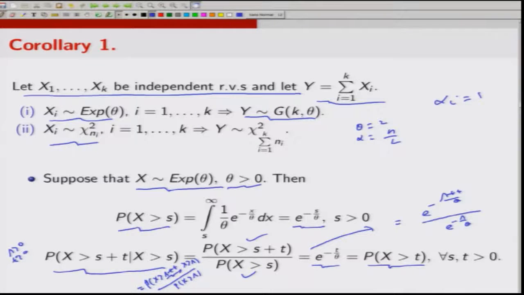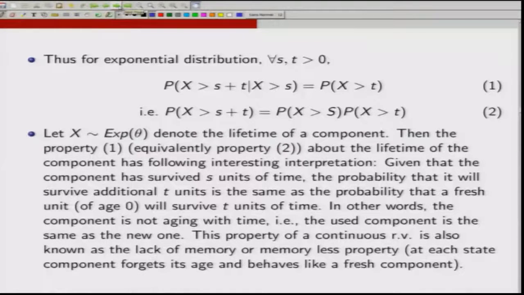So note that for the exponential distribution, the probability X greater than s plus t, given that X greater than s, is the same as the probability X greater than t. We'll try to interpret this property. So what we have for the exponential distribution is that the probability X greater than s plus t, given X greater than s, is the same as the probability X greater than t, which is equivalent to saying that the probability X greater than s plus t is the same as the probability X greater than s into the probability X greater than t. Let us try to interpret this property.